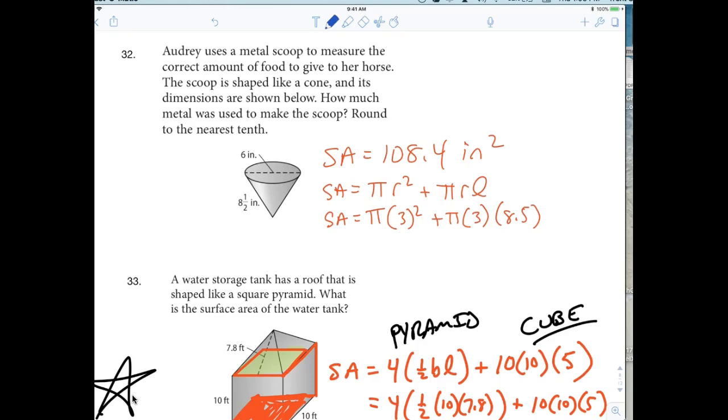Remember, like I said, you get credit for writing the formula, you get a little credit for plugging the numbers in, you get a little credit for the answer. All right? Any issues? Everything's good? All right, let's check out. Yes, Ben.